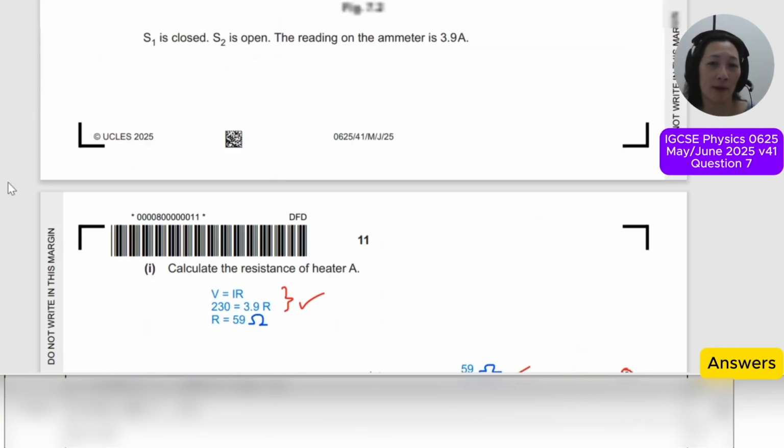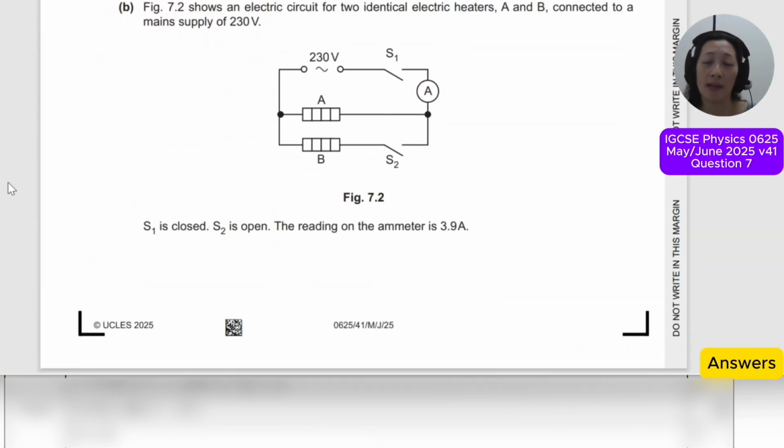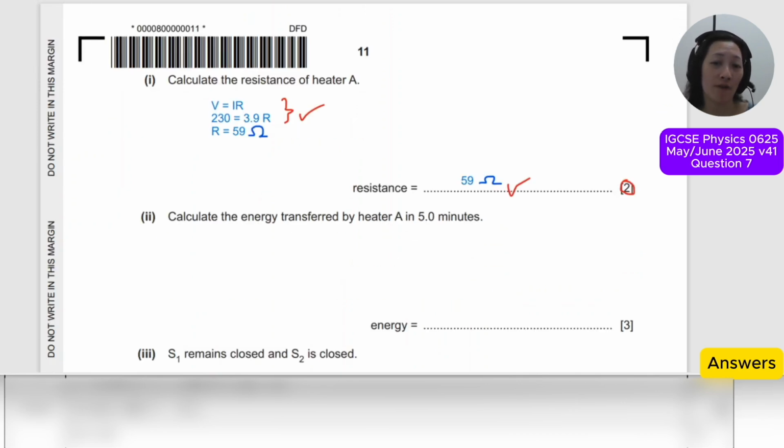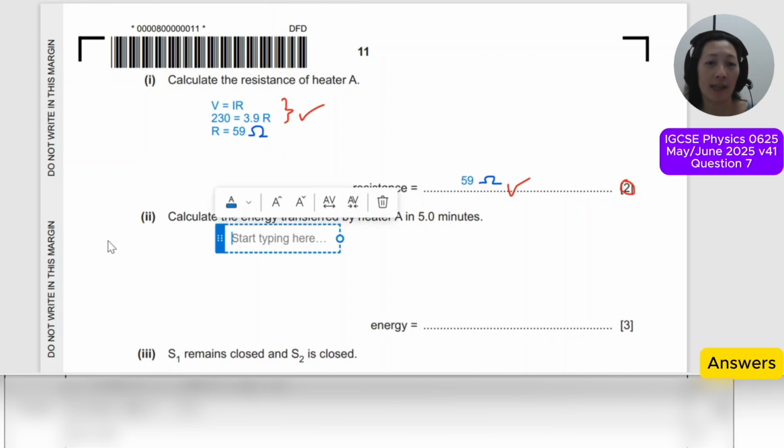So which equation can we use? The only values they have given us is the potential difference, the current, and now you've calculated the resistance. They've also given you time. So the best equation in this case is to use the electrical energy formula, which is E equals IVT.